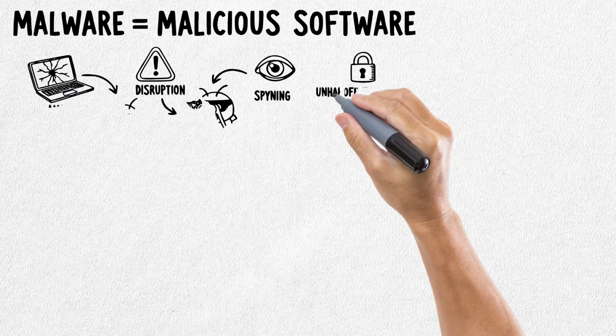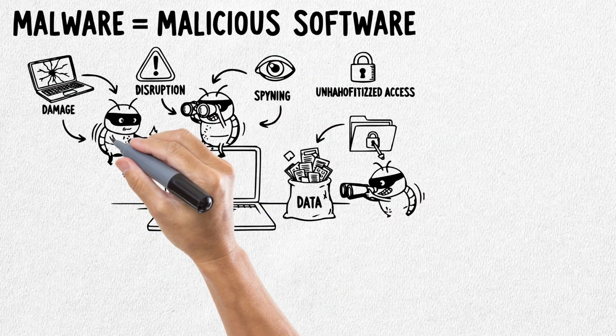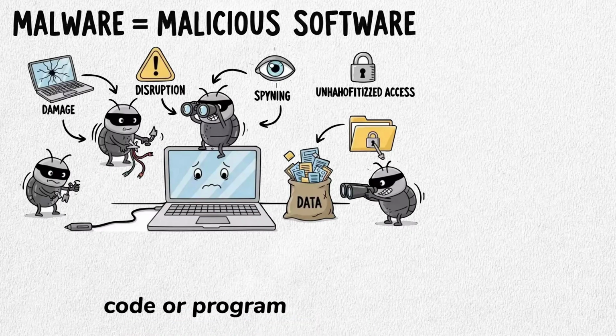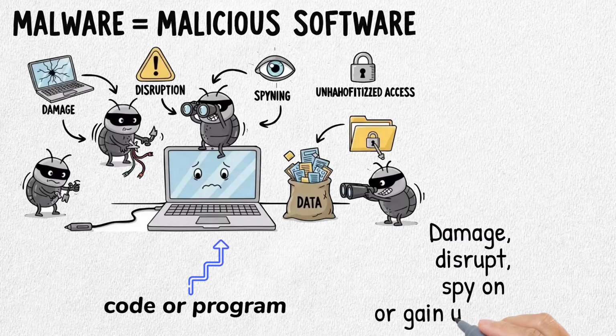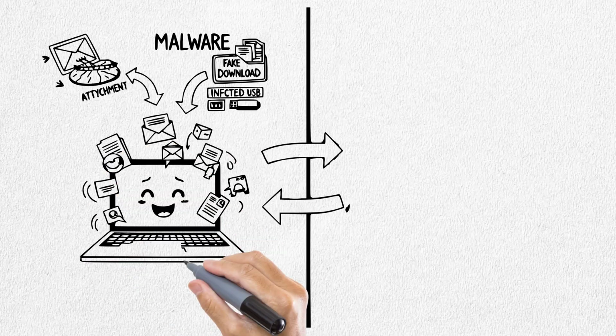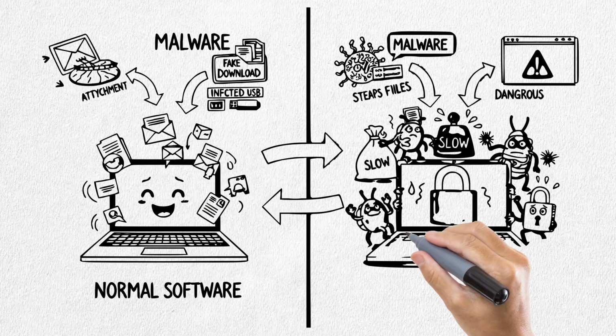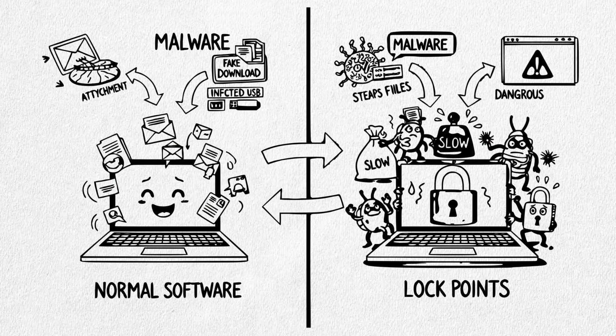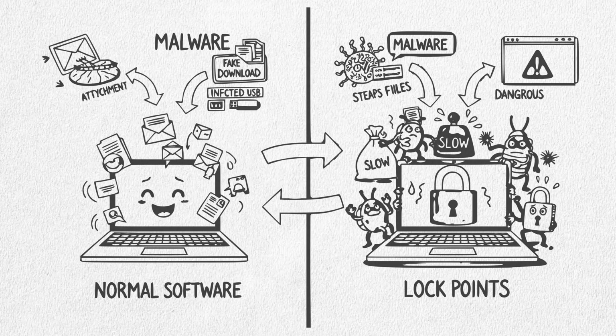Malware. Malware is a short term for malicious software. It refers to any program or code intentionally designed to damage, disrupt, spy on, or gain unauthorized access to a computer system. Unlike normal software that helps you complete tasks, malware works secretly in the background to steal data, slow down your device, or even lock you out completely.